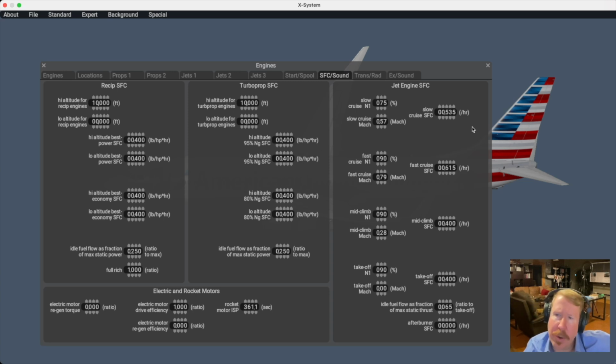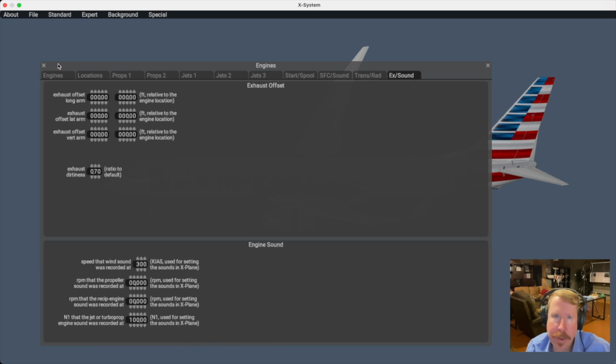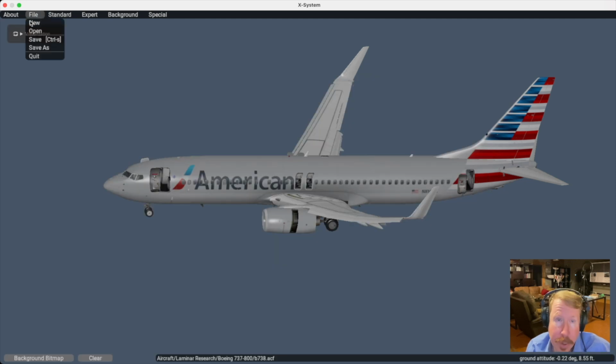So you just enter the kind of like the edges of the performance envelope, if you will, for the engine, the specific fuel consumption, and the way you find the fuel consumption here is you just say, all right, well, what number do I have to enter if I want to multiply the thrust by this number to get the pounds per hour of fuel flow? So it's super easy to enter this if you know the fuel flow and the thrust of your airplane. And then transmission and radiator, if you've got a radiator in there, you can do your duct expansion and drag and whatnot, and then your sound. Okay, so that's the 7.3.